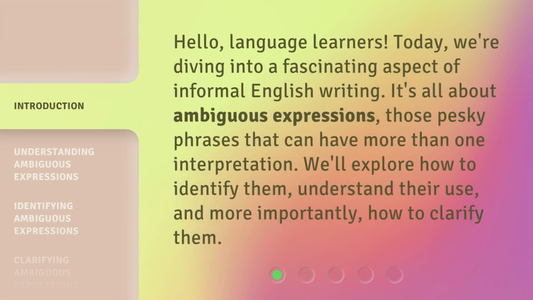Hello, language learners. Today, we're diving into a fascinating aspect of informal English writing. It's all about ambiguous expressions, those pesky phrases that can have more than one interpretation. We'll explore how to identify them, understand their use, and more importantly, how to clarify them.